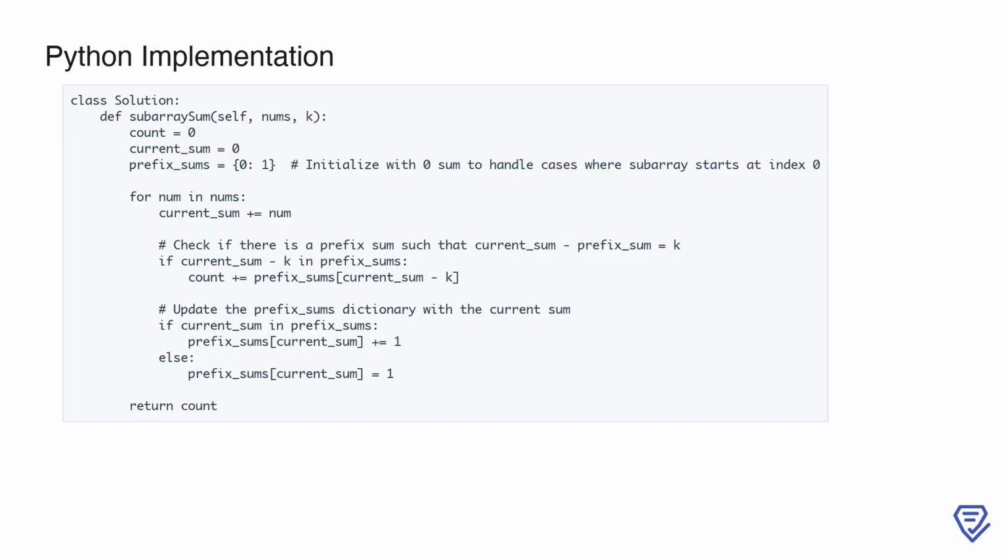Key insights. By using a hash map to store the prefix sums, we avoid the need for nested loops, reducing the time complexity from O(n squared) in a brute force solution to O(n). The hash map keeps track of how many times each prefix sum has occurred, enabling quick lookups to calculate the number of valid subarrays. This implementation handles edge cases such as negative numbers, zeros, and subarrays starting at index 0, making it robust and efficient for all valid inputs.